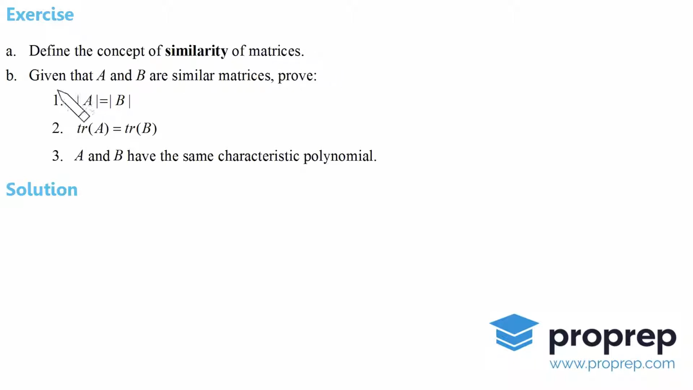And in part B, we're using the similarity concept, and we're given that A and B are similar matrices, and we have to prove that they have the same determinant, the same trace, and the same characteristic polynomial.